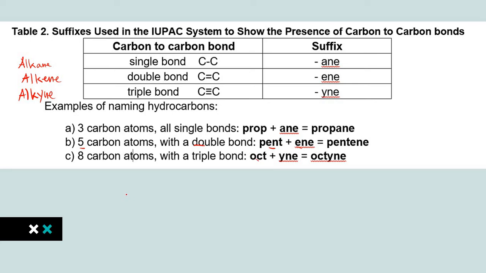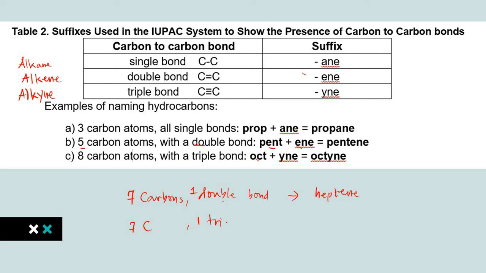How about I have 7 carbons, and then there is a double bond. How am I going to name it? Assuming I'm giving you only one double bond for simplicity. So 7 carbons, the 7 is hept. And one double bond, it's -ene. So heptene.